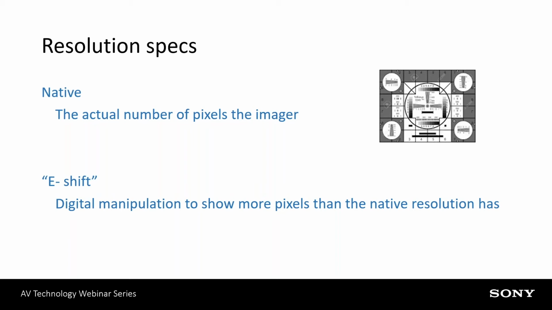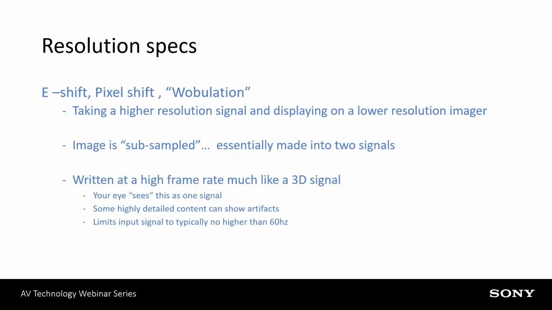Another technology that's in use today is something called E-shift, and it's a digital manipulation to show more pixels than the native resolution or the native imager has, if you will. The point of E-shift is that the higher the resolution of the imager, typically the more expensive it is to make, and in some cases it has to be larger. So E-shift is kind of a way around that.